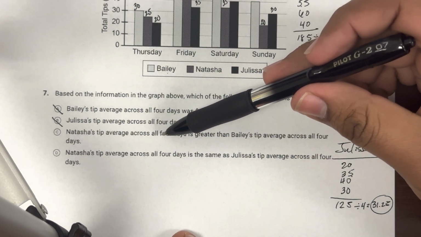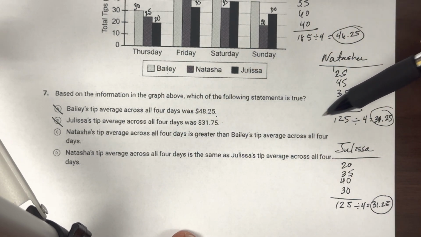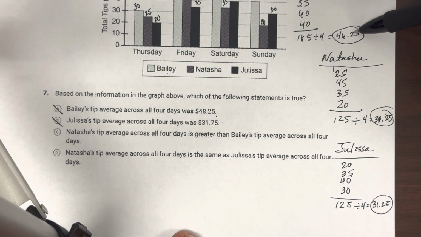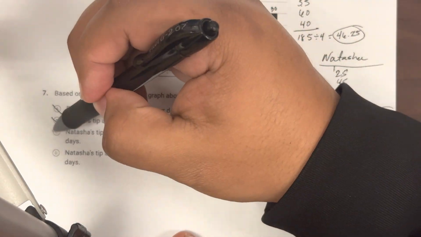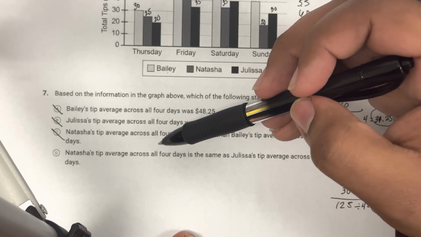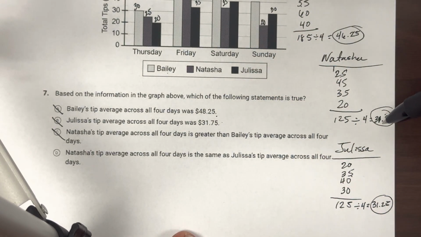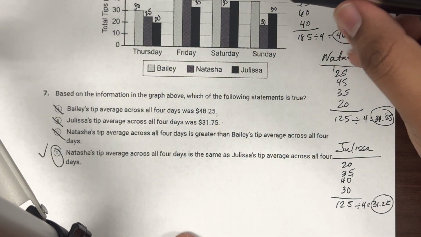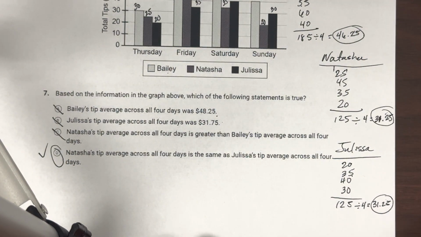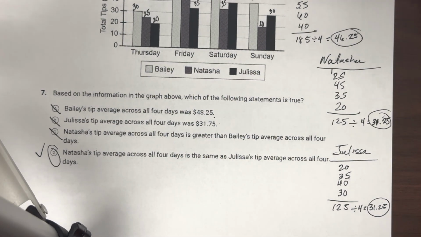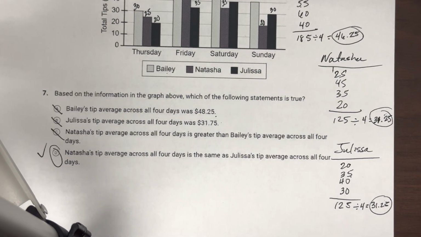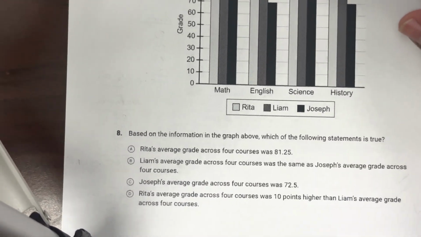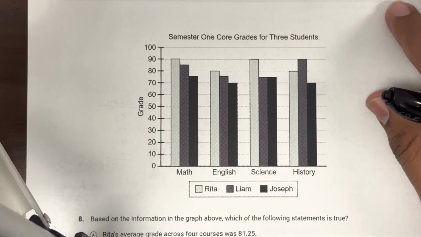Natasha's tip across all 4 days is greater than Bailey's. 31 is not greater than 46, so that's not true. Natasha's tip across all 4 days is the same as Julissa. That is true. So we do need to, in certain cases, just be proactive and attack the problem the way we should. Moving on, if you need a pause, please pause. Last one, and then you have your practice.